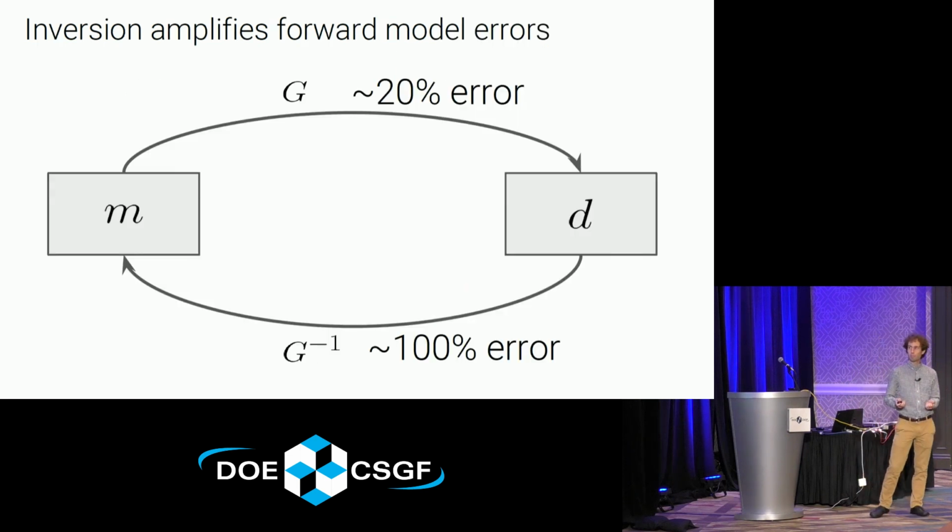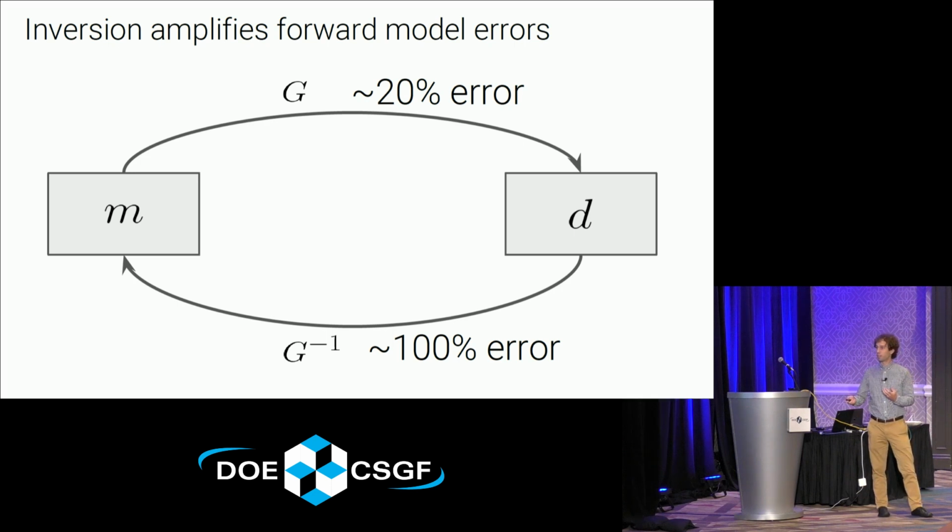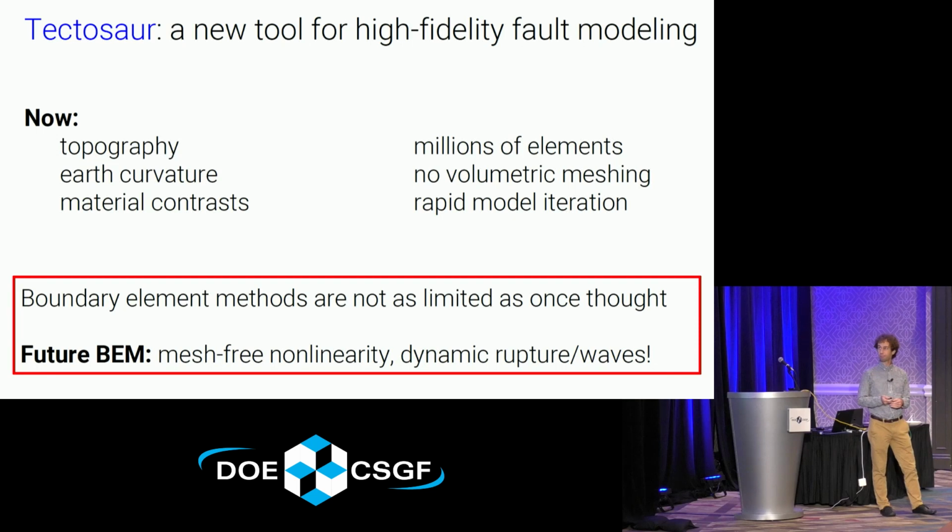One of the lessons from this, I think, that's really interesting and kind of covers a broad portion of computational science, is this idea that inverse problems amplify errors. If you have some model error in your forward model, the inversion process naturally amplifies that, and your inverse problem will be much more flawed as a result of that error than your forward problem.